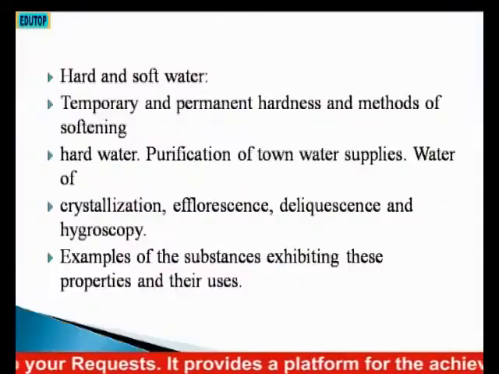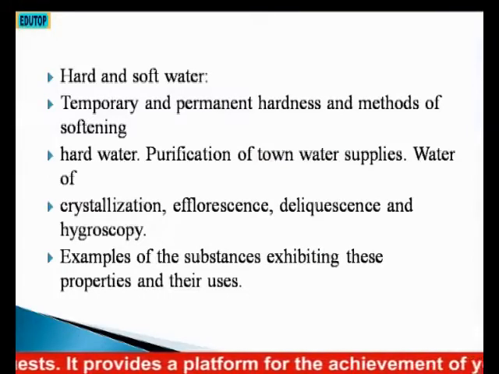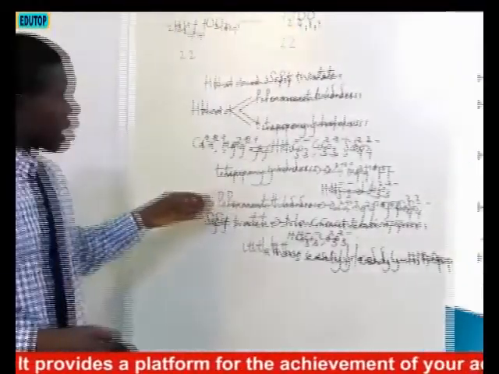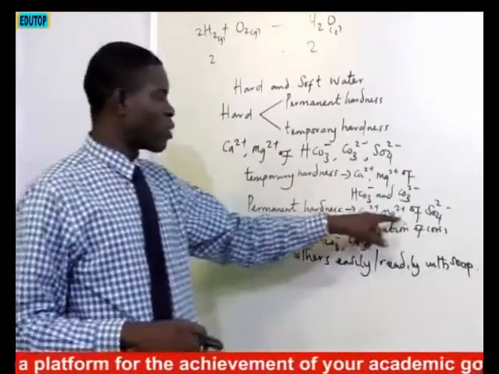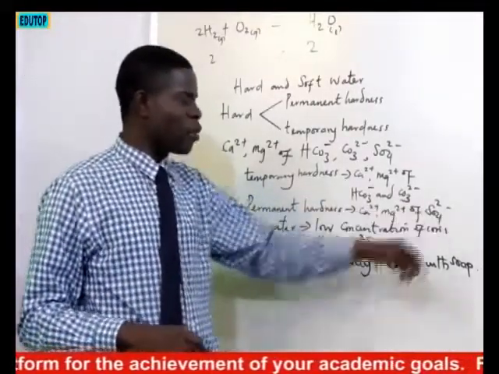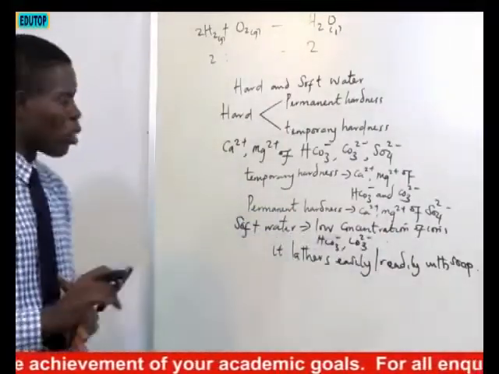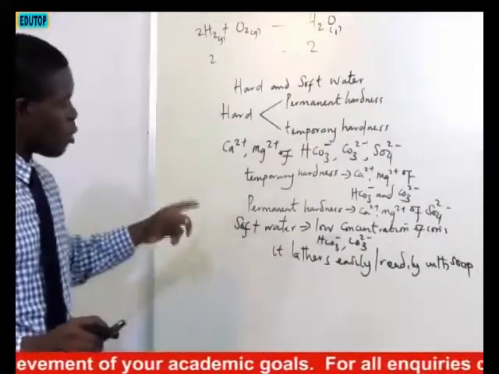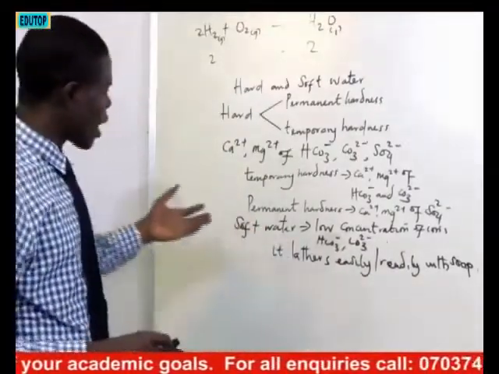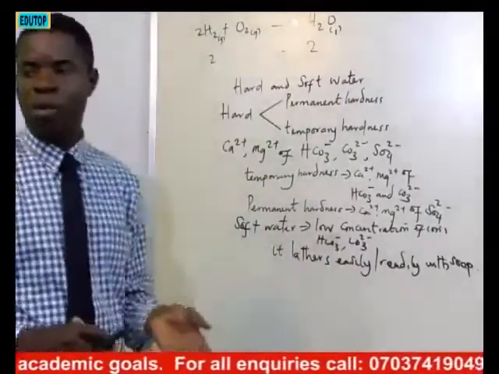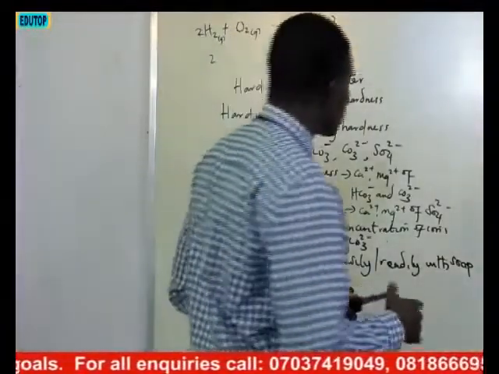Then also we talk about temporary and permanent hardness and methods of softening hard water. If you are talking about permanent hardness, these are the ions, that's the cations and the anion that is involved. When you see sulfate of ion of this or this, then such a water is said to be what? Permanent hardness. So also, what are the methods that can be used to soften hard water?